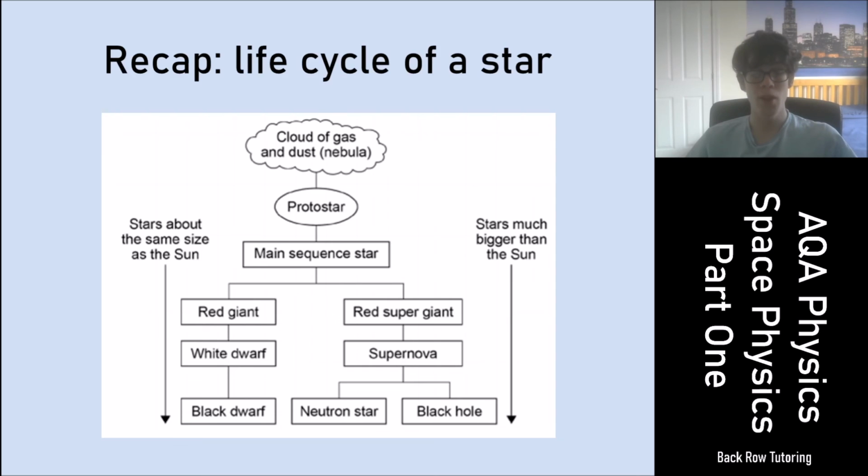If you're looking at a star which is much bigger than the sun, it starts off the same, but after the main sequence, it becomes a red supergiant, which is much bigger than a red giant. The red supergiant then goes supernova, and depending on the size of the star, it'll become a neutron star or a black hole.